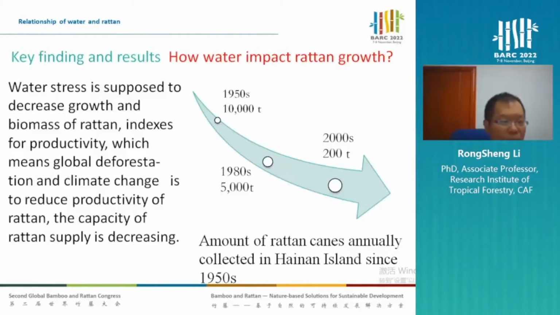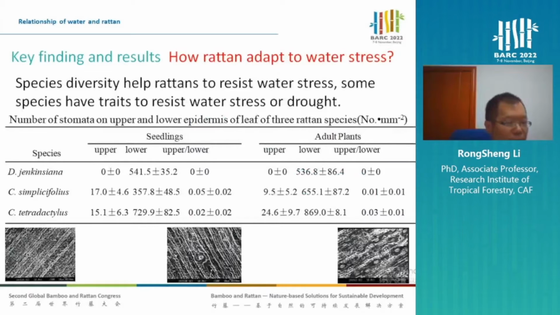It's the case in Hainan Island. The annual amount of canes collected decreased from 10,000 tons in the 1950s to 5,000 tons in the 1980s, then to 200 tons at the beginning of this century. The talk above is about the effect of water stress on rattan.